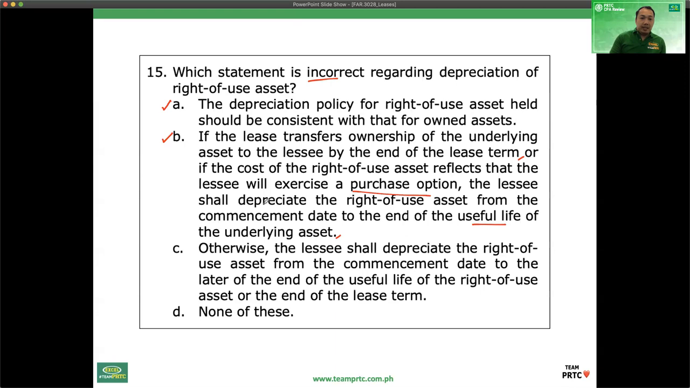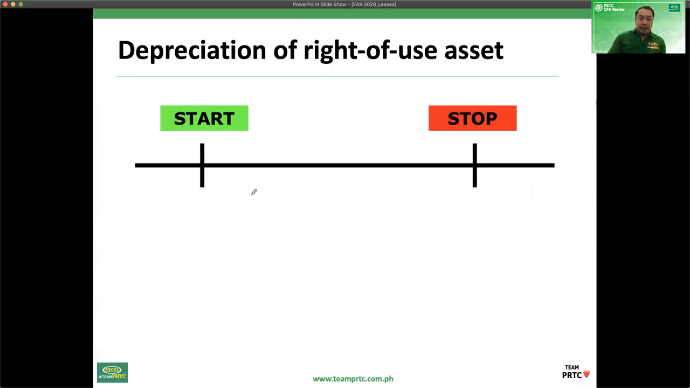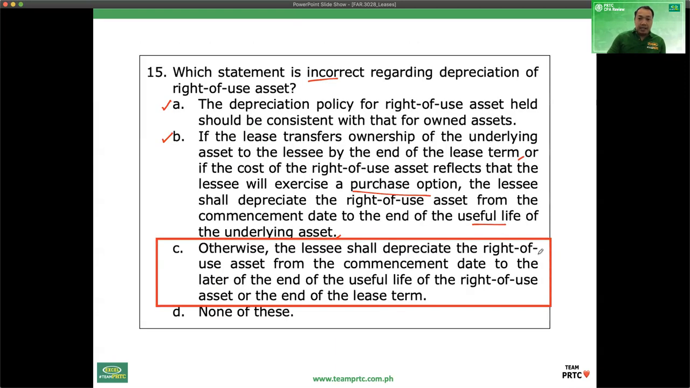Okay, incorrect is letter C. Otherwise, the lessee shall depreciate the right of use asset from commencement date to the later. Mali yung later. Dapat earlier. So earlier of the end of the useful life or the end of the lease term.